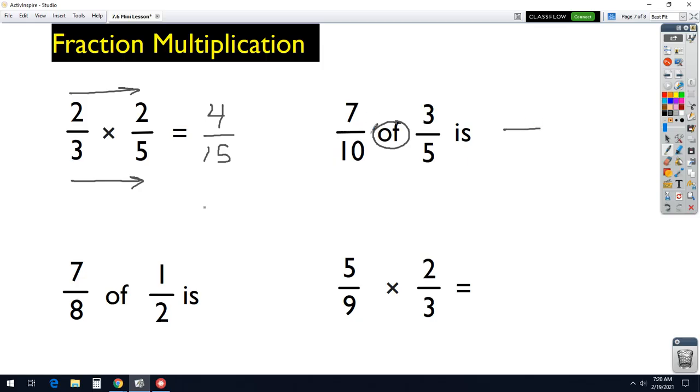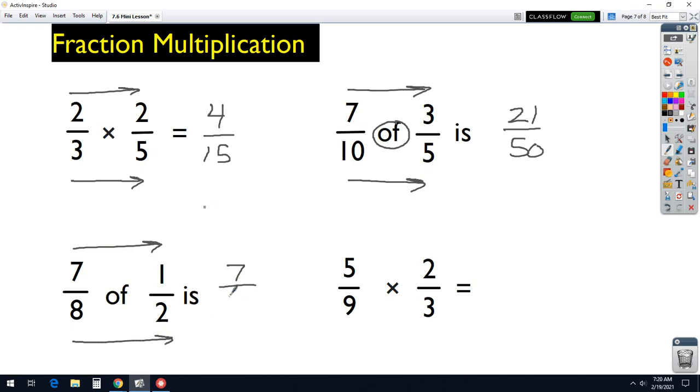So what is 7/10 of 3/5? We multiply our numerators on top, we multiply our denominators on the bottom, and what will our new fraction be? Our fraction will be 21 out of 50, or 21/50ths. Moving down to our left corner here, we see another word of. What does that mean? Of means multiplication. 7 times 1 gives us 7 for our numerator. Our denominator, well, that's going to be 8 times 2 to give us 16.